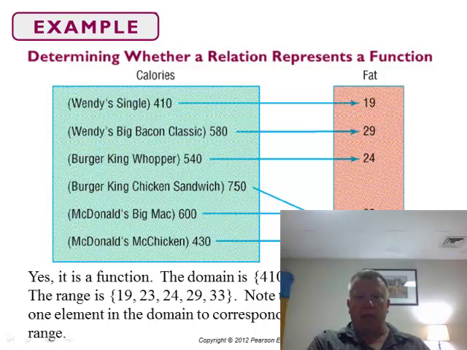If you want to talk about what the domain is, well, it's these calories here. It's these 6 sandwiches' calories. So you go ahead and list them. And the range is going to be these 5 numbers, all written in set notation.